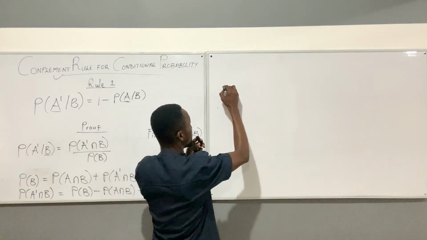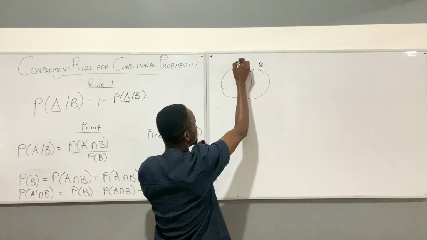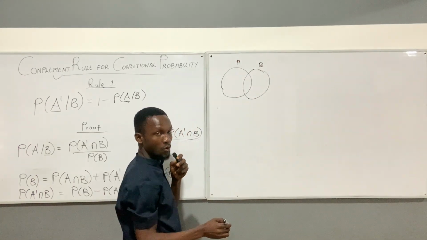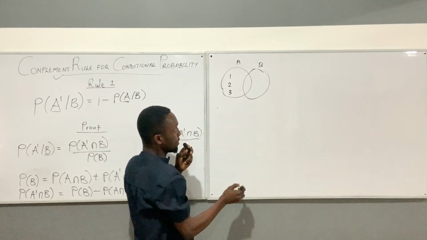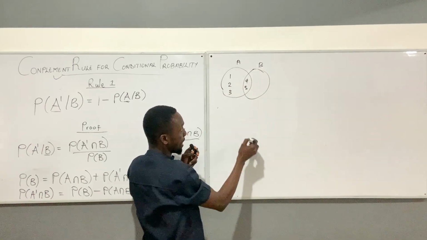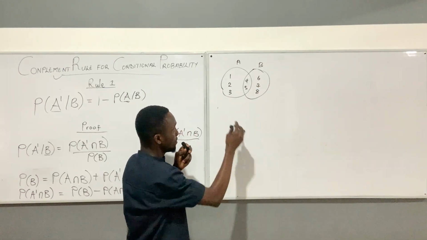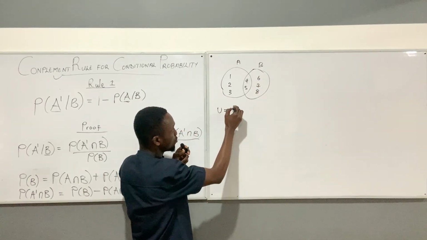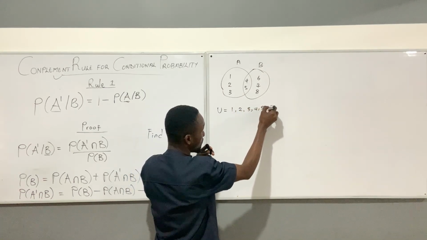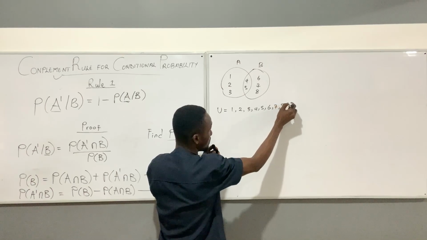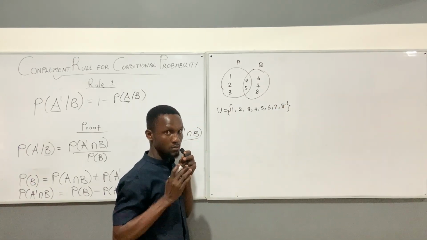Let's assume that we have two sets. I have A and B with an intersection. This is B, this is A. The members of A are 1, 2, 3. We have 4, 5, 6, 7, and 8. The universal set is equal to 1, 2, 3, 4, 5, 6, 7, and 8, respectively. Now, let's do this together.